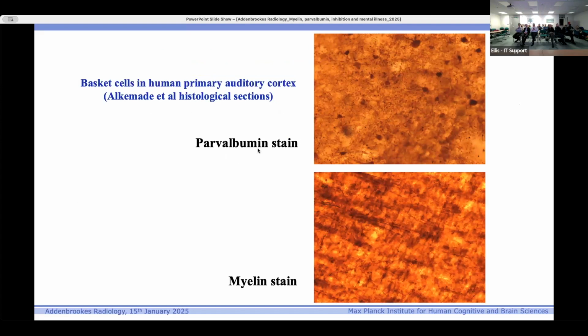If you blow up these sections, you can actually see these parvalbumin neurons. They're a few microns across, and you can see some of their axons in the parvalbumin stain. They're rather hard to see, but you can see what must be the same axons in the myelin stain. These are going from left to right, top left to bottom right. Those are the radial axons.